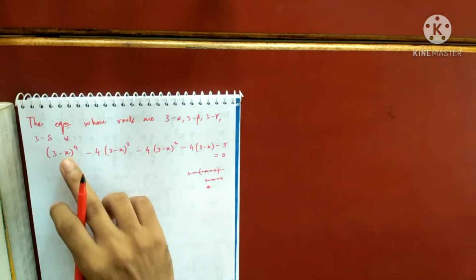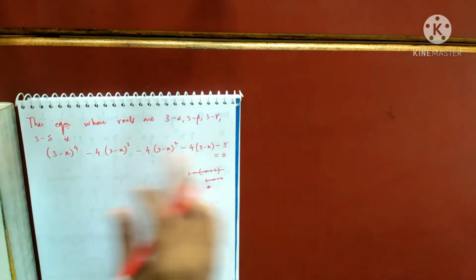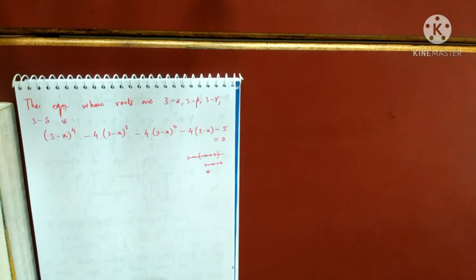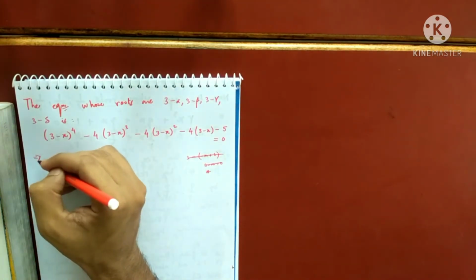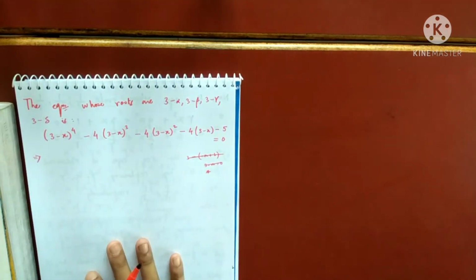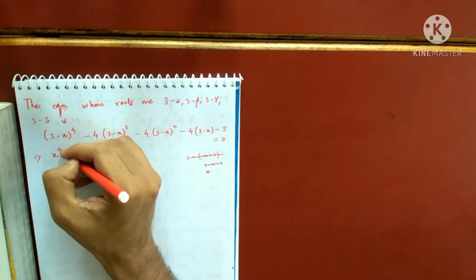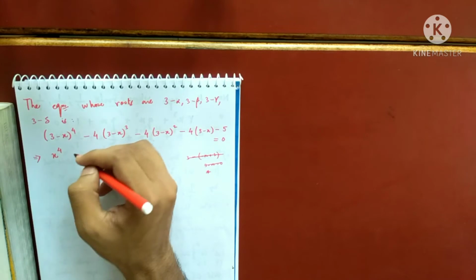But better use the binomial expansion and solve it. Binomial expansion will not be that difficult. So I am not doing it. You will do it. I have already taught you how to expand this. It will come something like this. But you please check.